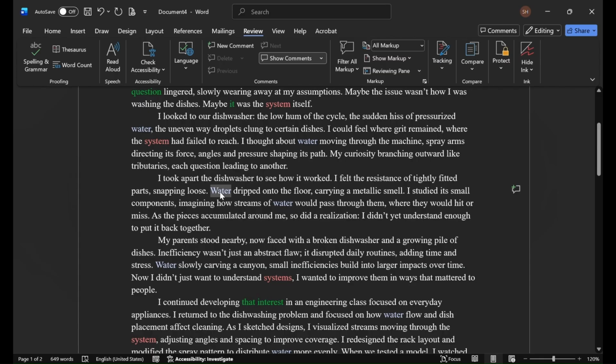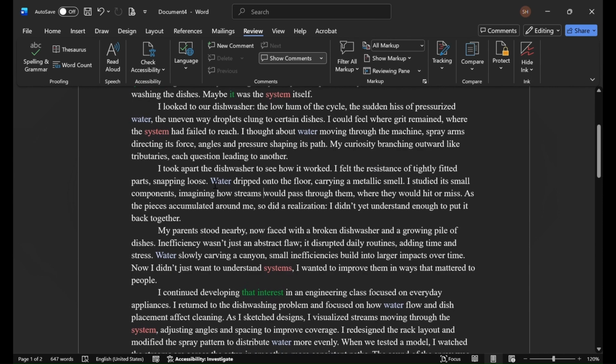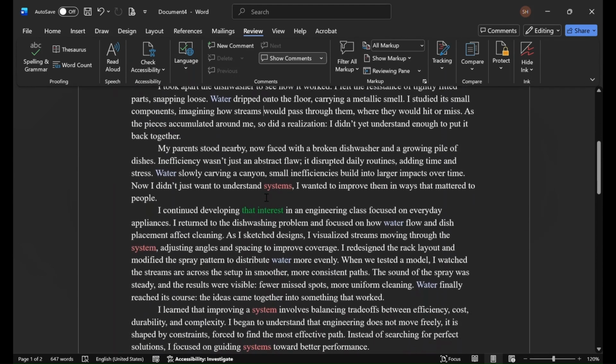So of course, one thing you can do is just use built-in synonyms. Water is going to be kind of tricky because it's a pretty specific term. We might be able to use "liquid," or the other option is just to try and get rid of it and say it in a different way. So if we look here, "water dripped onto the floor, carrying a metallic smell. I studied its small components, imagining how streams of water could pass through them." So potentially you could even just get rid of "water" here: "imagining how streams would pass through them." We know we're already talking about water in a dishwasher, so if we say "streams," it's pretty clear that that's what that means. So in that instance, we can probably just get rid of it. Here's another instance.